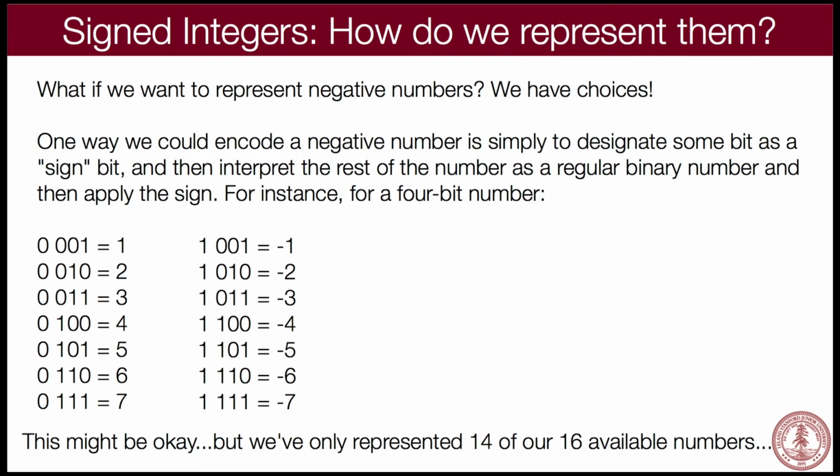0001 is 1 because it's positive and 001 means 1. Everybody with me there? How about 0111? That is 7. If I have 1111, we would say that's negative 7. Why? Because the 1 at the first bit means it's a negative number. Everybody with me there? How many numbers are represented there out of the 16 possibilities that we have with a 4-bit number? 14.